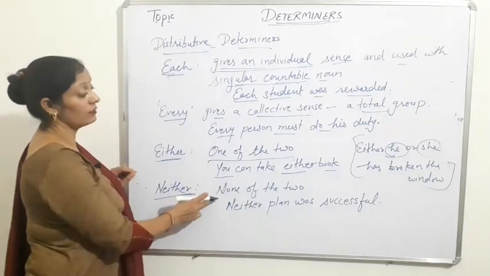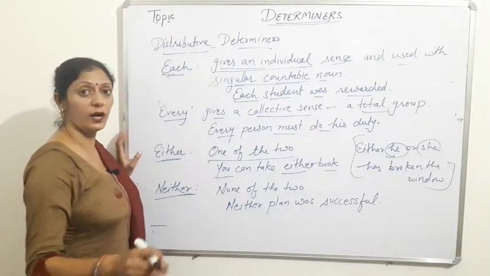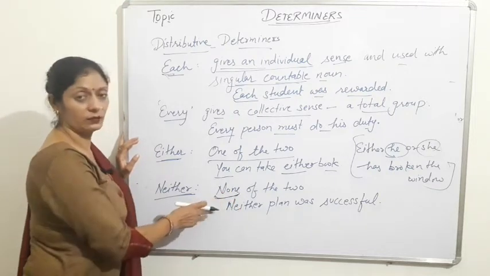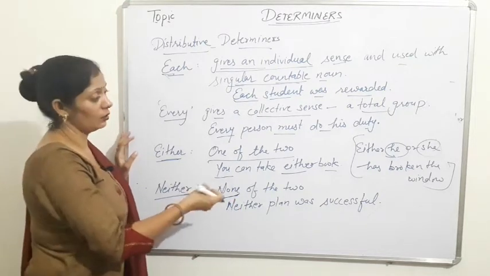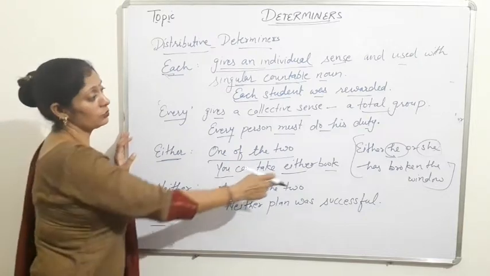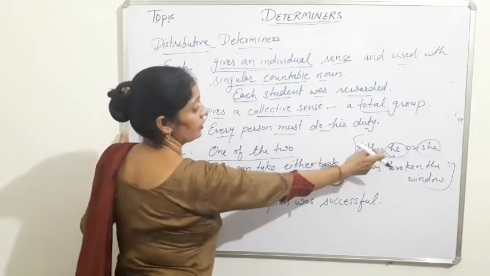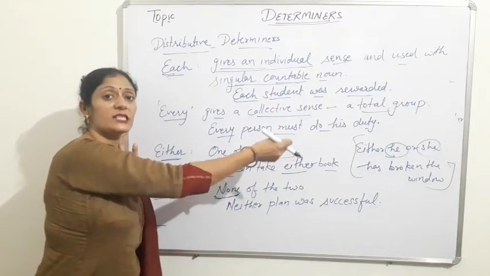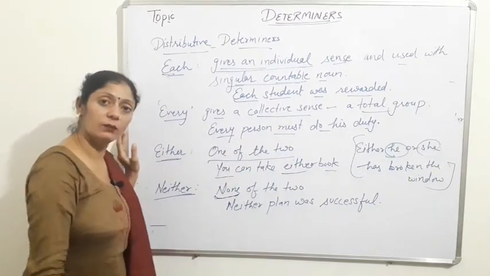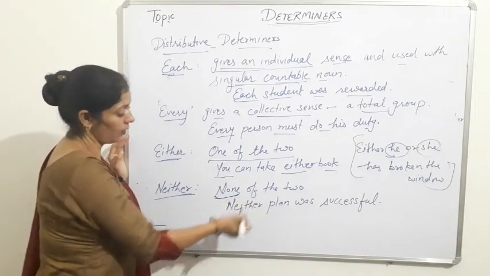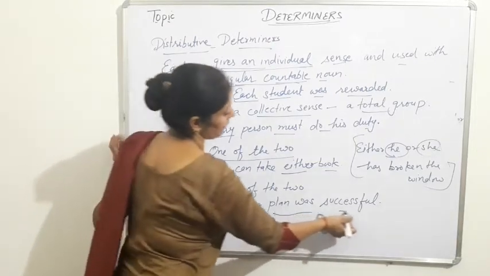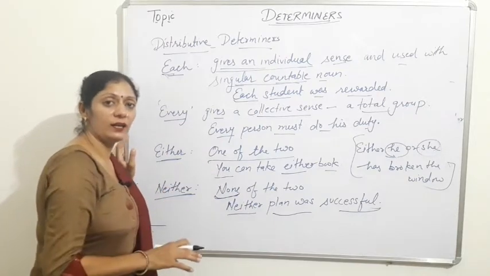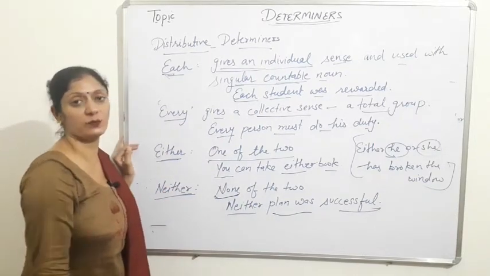Next is neither, none of the two. When you are not saying anyone, none of the two. When no one is responsible. Suppose you write here neither he nor she has broken the window. It means no one is responsible from both. Neither, none of the two. For example, neither plan was successful. Suppose you have made 2 plans and at last you say neither was successful.